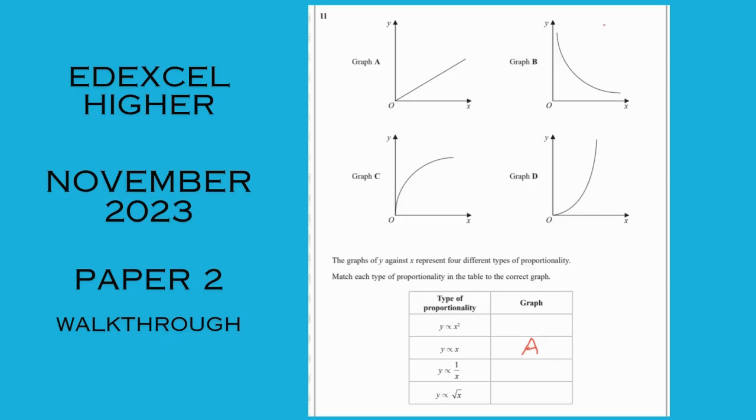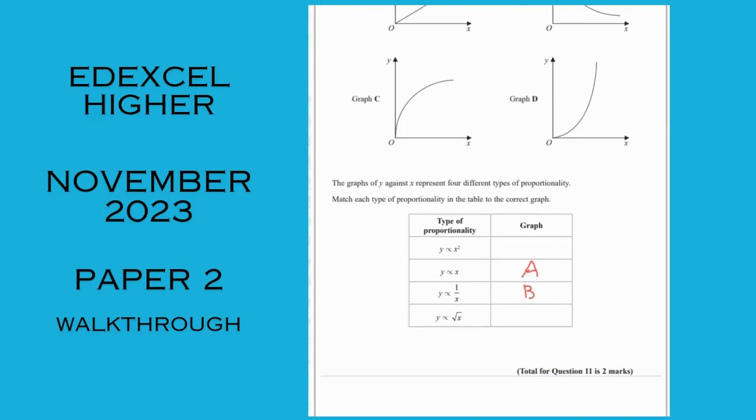Graph B, you might have seen it as part, top right quadrant, of a reciprocal graph. That's that one. Graph C, we'll leave it. Graph D, you will have seen that. That's the graph of x squared. So that's a nice easy one. Now if you haven't seen the graph of root x, well now you have, because that's what it looks like.